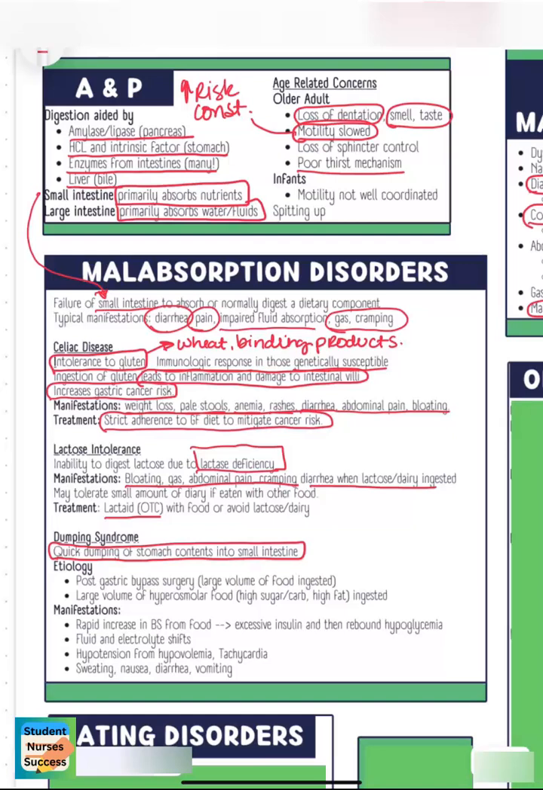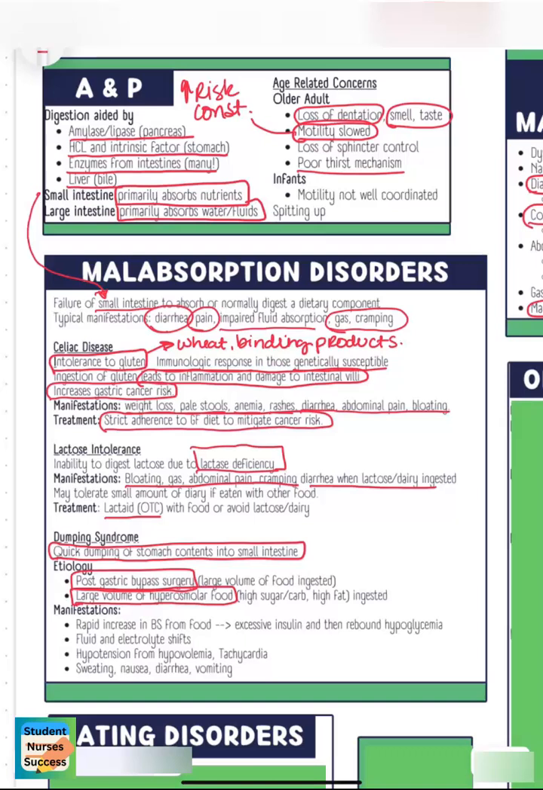The causes of dumping syndrome may be post-gastric bypass surgery, or if you eat a large volume of hyperosmolar food. For individuals who have gastric bypass surgery, they have a smaller stomach, or they're not using their stomach. Because of that, they really have to eat very small meals. If they eat too large of a meal, they will experience dumping syndrome because of that small stomach. They'll get a bolus of food into that small intestine too soon.